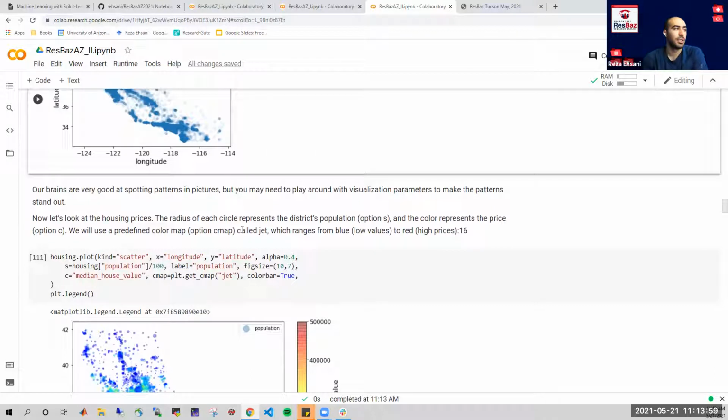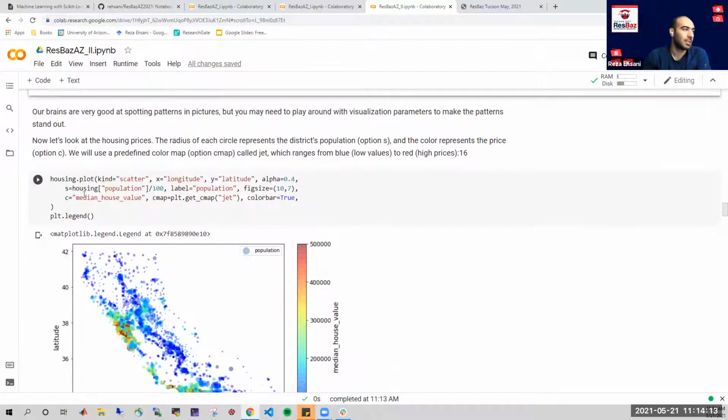Our brain is very good at spotting patterns in pictures, but you may need to play around with visualization parameters in order to gain more insights and extract patterns from the data. To do that, we can use the same plot method of the data frame, but here we are using the size of the scatter points to represent the district's population, and color to represent the price.